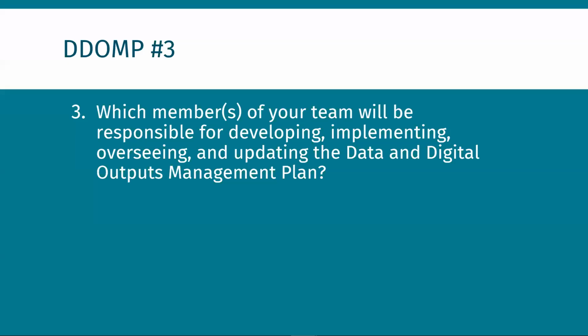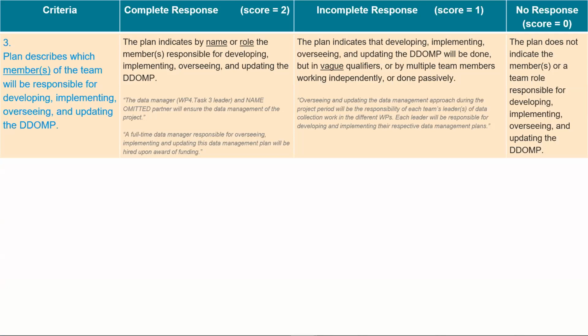DMP number 3, the question is, which members of your team will be responsible for developing, implementing, overseeing, and updating the DMP? This is pretty straightforward. Criteria 3, the plan describes which member or members of the team will be responsible for developing, implementing, overseeing, and updating the DMP. A complete response will have a name or at least define a role, who will be responsible for developing, implementing, overseeing, and updating the DMP.